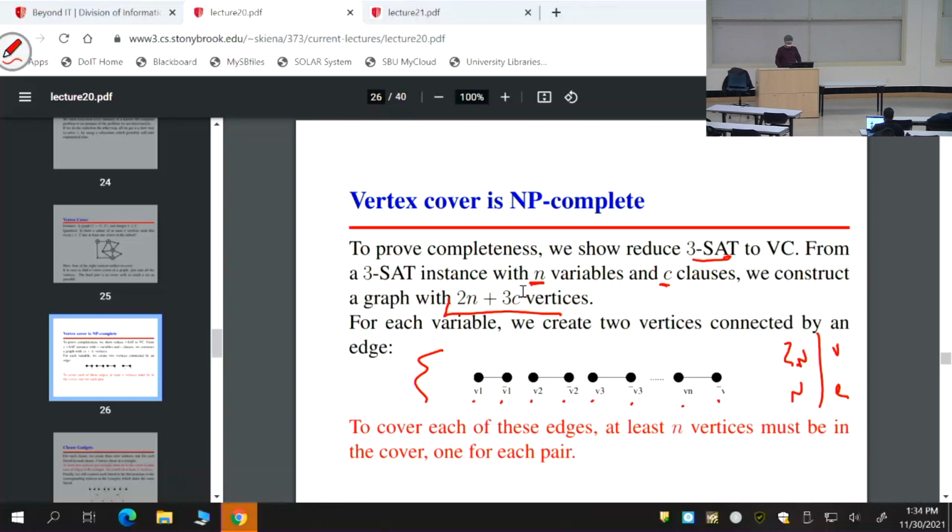Okay? What is the size of the optimal vertex cover of this graph? What is the smallest possible vertex cover you can build on this graph so far?